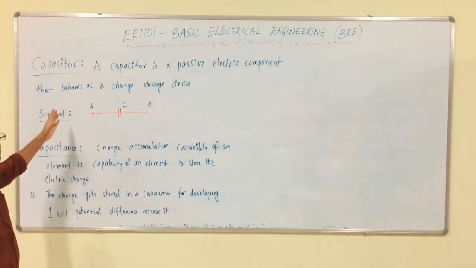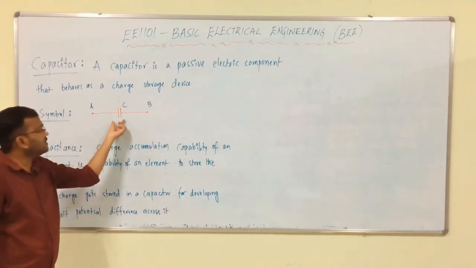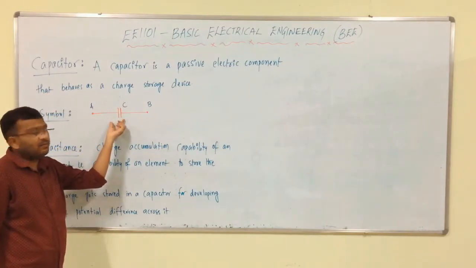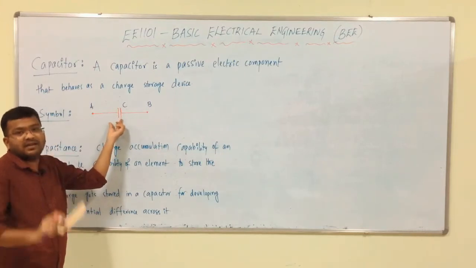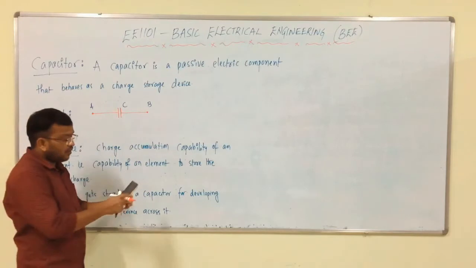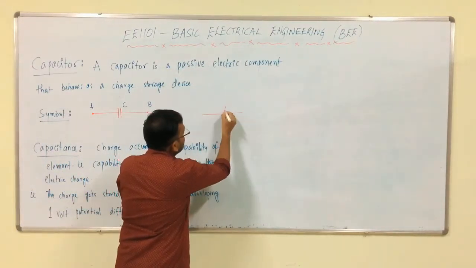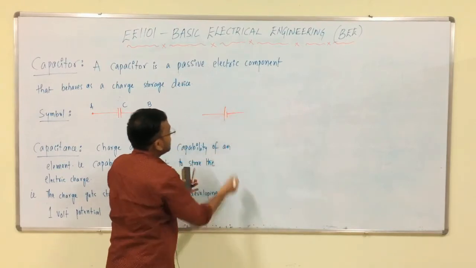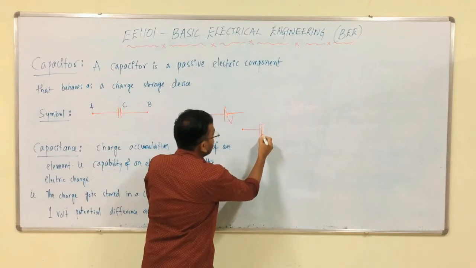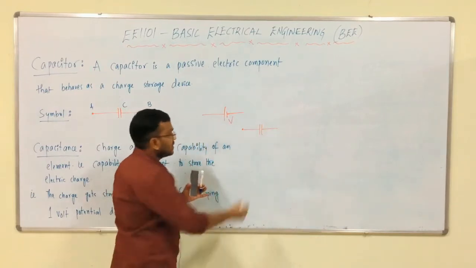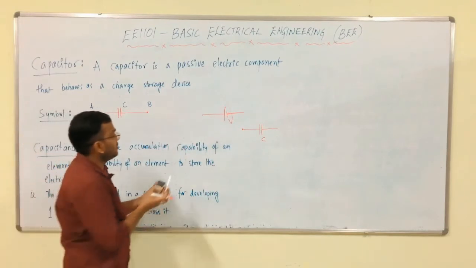This is about the capacitor, and this is a symbolic representation: we have two plates. These both plates have the same height, but in case of a potential difference, one is higher than the other. Like this we are representing. This is the voltage source, and like this, this is the capacitor.